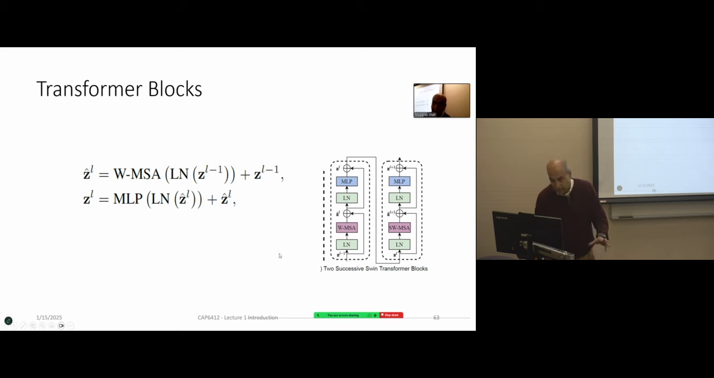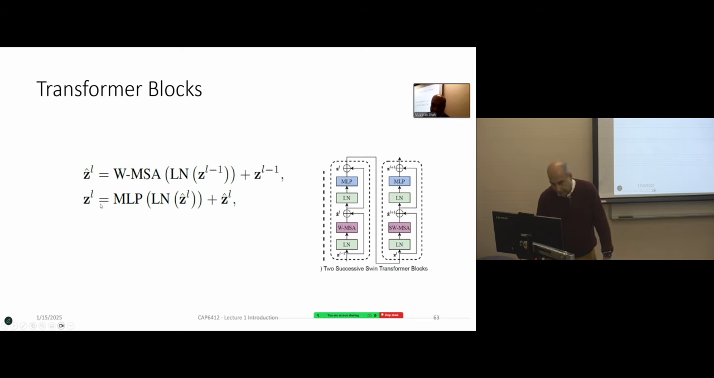So again, let me explain this again. I kind of missed it a little bit. We come here, z^(l-1), then linear, and the window self-attention, then skip connection, so ẑ^l, which is shown here. Then we take ẑ^l, linear, MLP, and then add again the skip connection, ẑ^l, and we get z^l, okay?